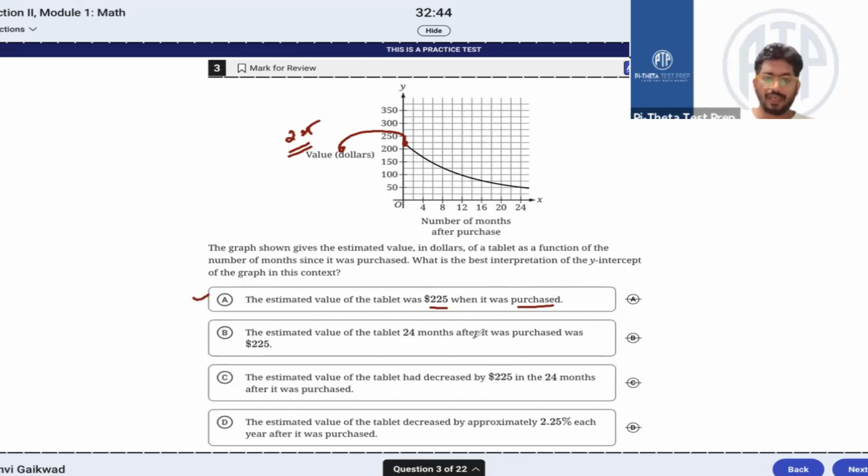The estimated value of the tablet after it was purchased was 225. It was wrong. The estimated value of the tablet has decreased by, this is also wrong because they're talking about the y-intercept here. The y-intercept is nothing but when x is equal to 0, right? And the tablet decreased by, this is not our option. Our option is option A here. Very simple. They are asking you about the y-intercept.